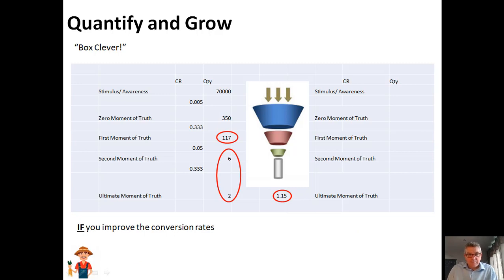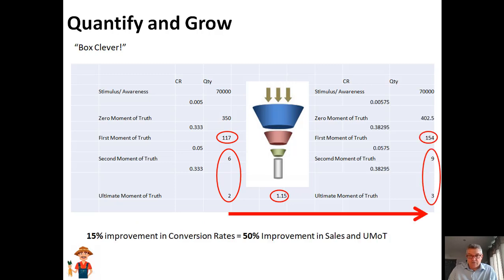But what happens if you box clever? What happens if we increase our conversion rates, or the performance of our conversion rates, by 15% at each level? I just want you to watch these two numbers in that first moment of truth, that second moment of truth and the ultimate moment of truth. If I increase the conversion rates all the way through by 15%, watch what happens. Note at the top, in the stimulus and awareness phase, the quantity is still exactly the same. It's still at 70,000. But the conversion rate from the stimulus and awareness to the zero moment of truth has increased from 0.5% to 0.575%, or 0.00575. As a consequence, those in our zero moment of truth have risen from 350 to 402.